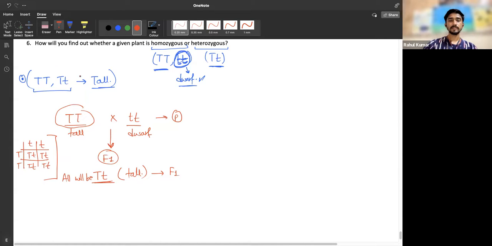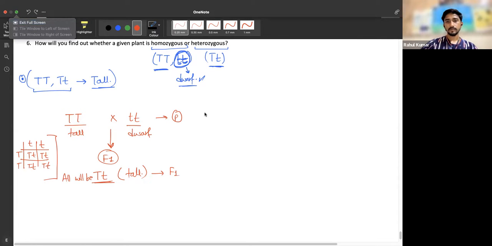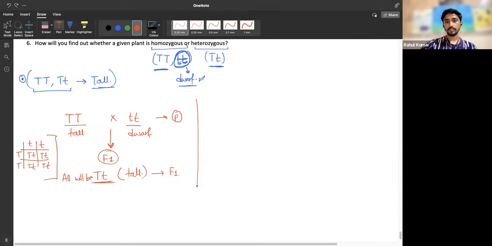Now let's see what happens when we do the other one. Let's say I cross capital T small t with again a homozygous recessive parent. So this is the parent generation. Now, can anyone tell me what will happen in the F1? Please make the cross and tell me. In the previous case all will be tall. What will happen in this case? Quickly.